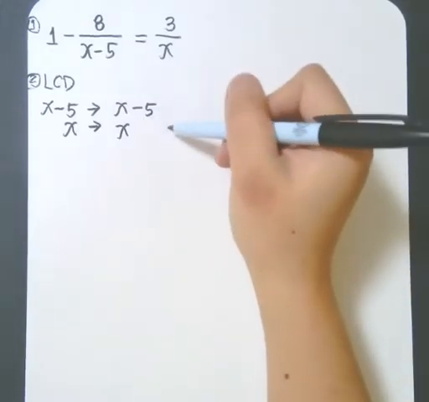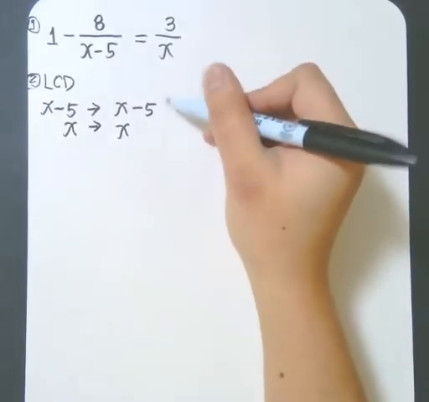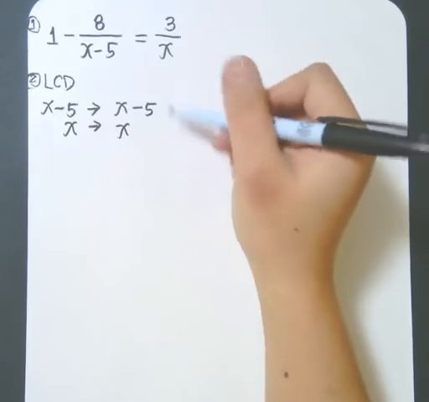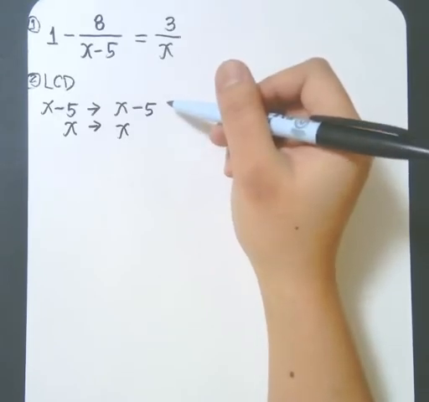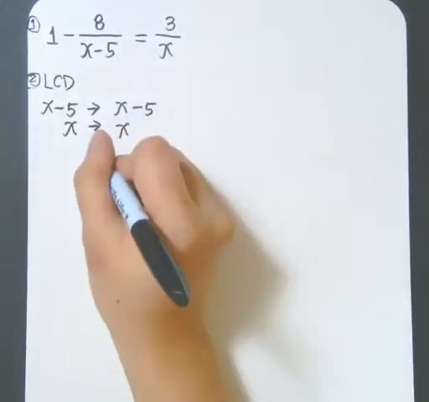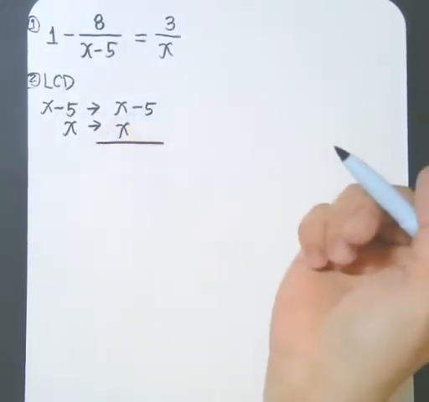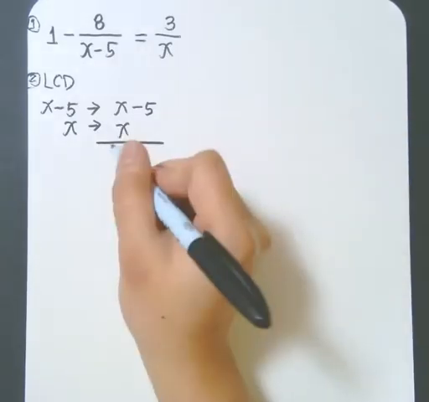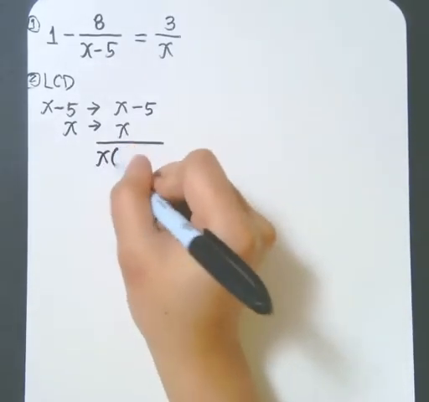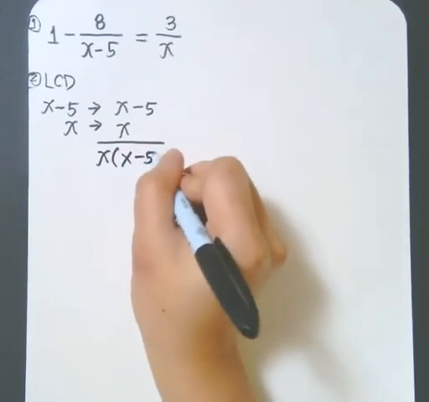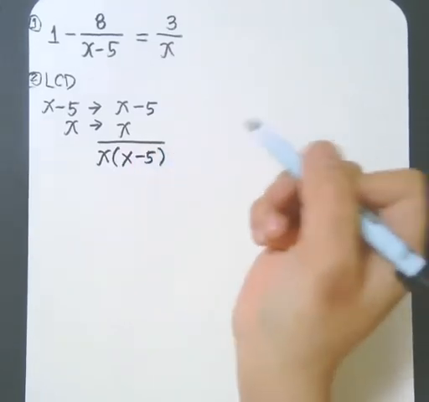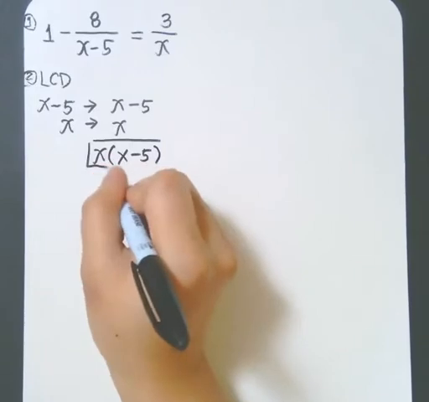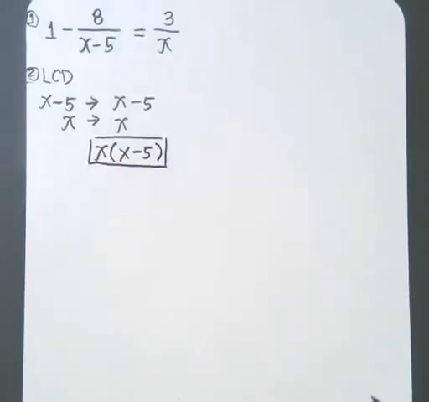And then identify common factors. As you can see, we don't have any common factors here. Therefore, there is no need for us to divide out any common factor. We proceed with the last step, which is to get the product of their factors. We have x times x minus 5. Therefore, our least common denominator is x times x minus 5.